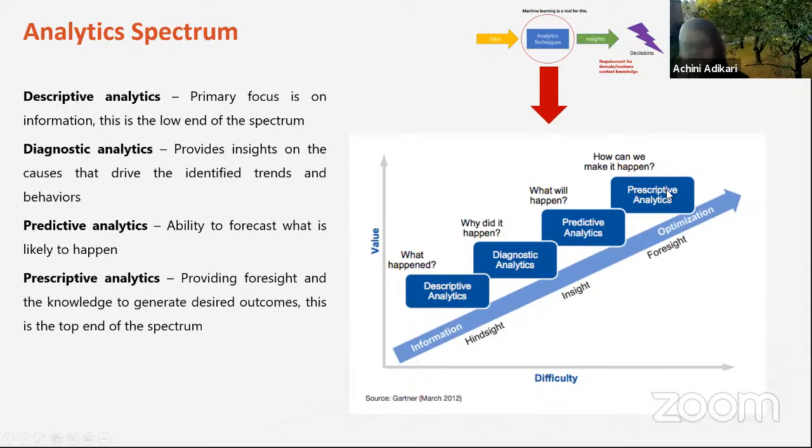Then the last stage is prescriptive analytics, right? We know what is going to happen, and to make that happen or to prevent it, what are the actions that we need to take? That is prescriptive analytics. It's actually providing foresight and the knowledge to generate the desired outcomes. If you look at this axis, difficulty and value, prescriptive and predictive analytics are at the higher end of the spectrum. That means they provide very valuable insights, but it's difficult to gain these insights as well. That is where we need to conduct our data analytics and data science lifecycle phases.